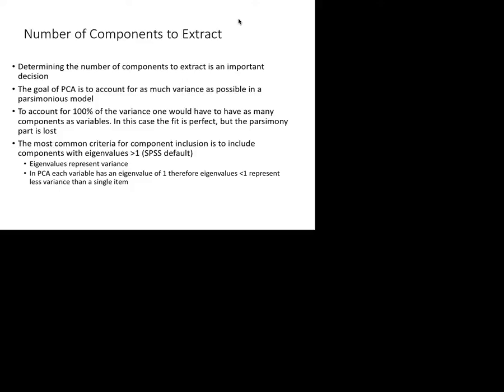When we talk about eigenvalues, they represent the amount of variance that's explained by one of our components. In principal components analysis, each variable has an eigenvalue of 1, therefore eigenvalues less than 1 represent less variance than a single item. And so that's some of the logic that gets used for why eigenvalues greater than 1.